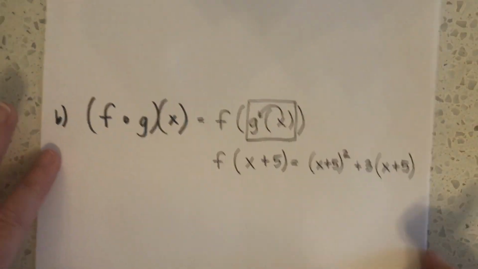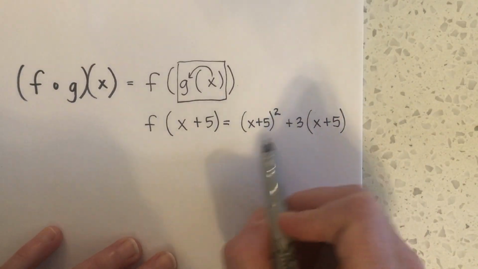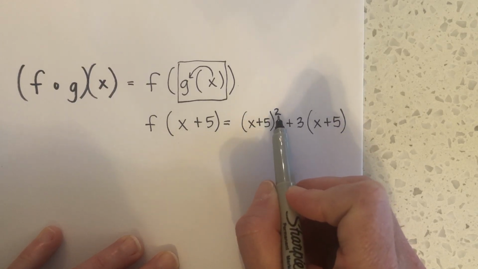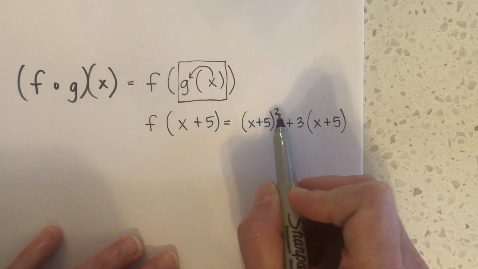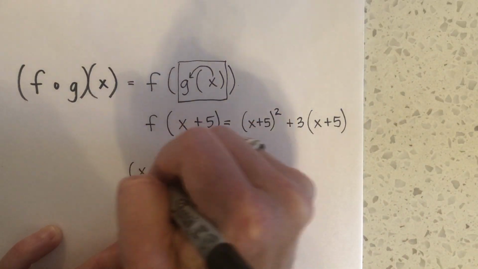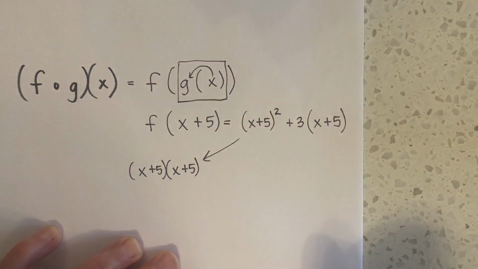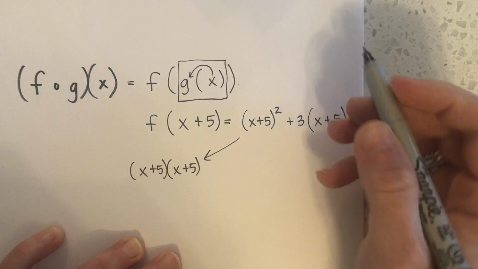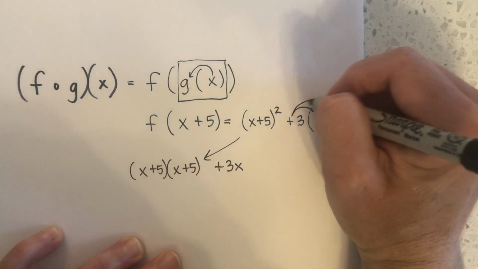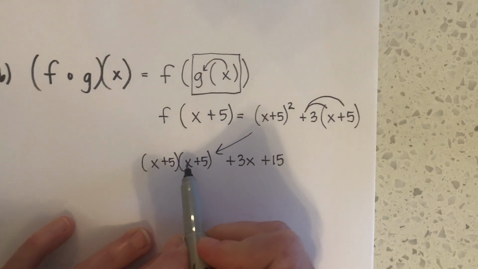So now this one has a lot of cleanup. We got to clean all this up. Well, remember, in order to square this, I have to write it twice and FOIL it out because I can't distribute an exponent over addition. So x plus 5 squared literally means x plus 5 times x plus 5. All right, and then here I have to distribute my 3. So plus 3x and plus 15. All right, so let's FOIL this out and see what we get.